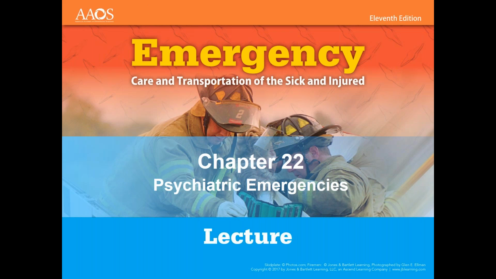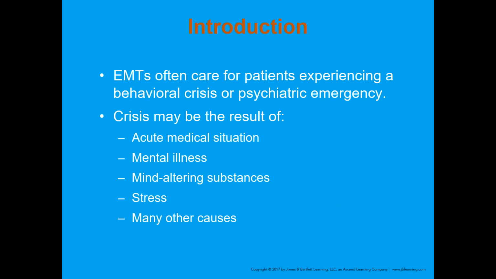Chapter 22, Psychiatric Emergencies. Some of the things we need to talk about are some things that we have already mentioned. Before we just label something as a behavioral crisis or a psychiatric emergency, we have to understand that it can be acute medically caused, it could be an actual mental illness, it could be drug or alcohol related, it could be stress related. Everybody has a breaking point, and sometimes when enough stress gets heaped onto a person, they may not have any actual really diagnosed mental illness, but they may have some form of behavioral crisis that brings us to them.